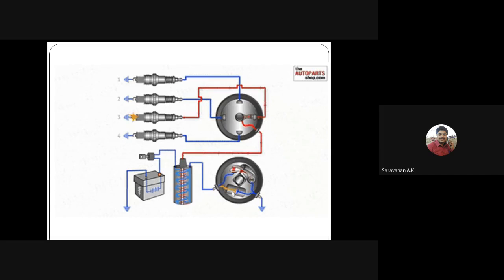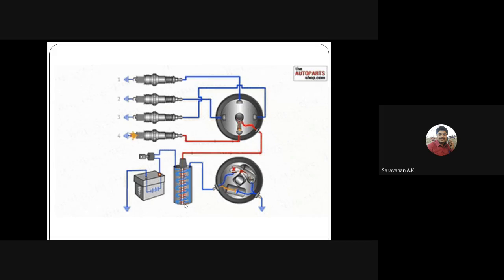what will happen? The magnetic field produced in the induction coil will collapse, right? At that time, from the condenser to the coil, the back EMF will be produced, the back flow will be produced. That back flow will engage the secondary coil.